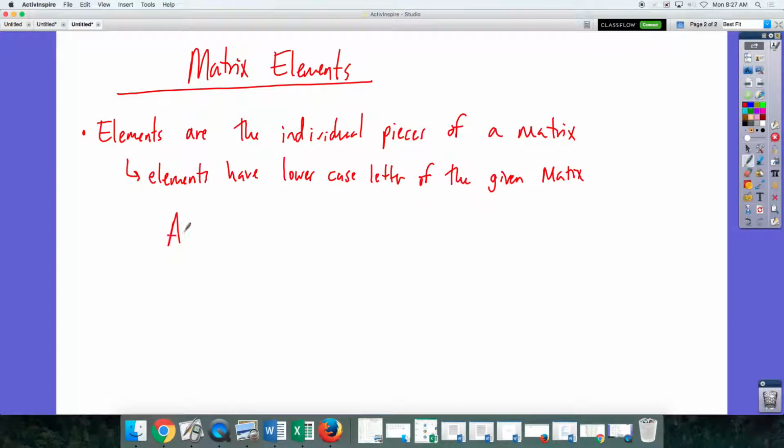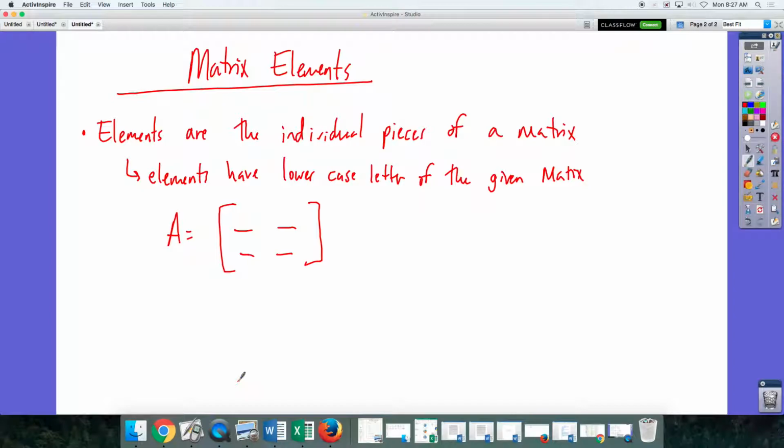So let's say I have matrix A, and matrix A is a 2 by 2. That means I have 2 rows and 2 columns. Now, if I know it's a 2 by 2, how many elements am I going to have in this matrix? 4, right? Because you got 1, 2, 3, 4. You got 4 elements in a 2 by 2 matrix. Everybody got that? So this element right here would be the first element, so it'd be lowercase a.